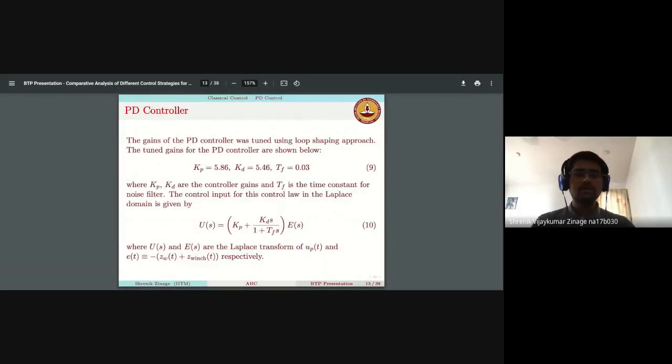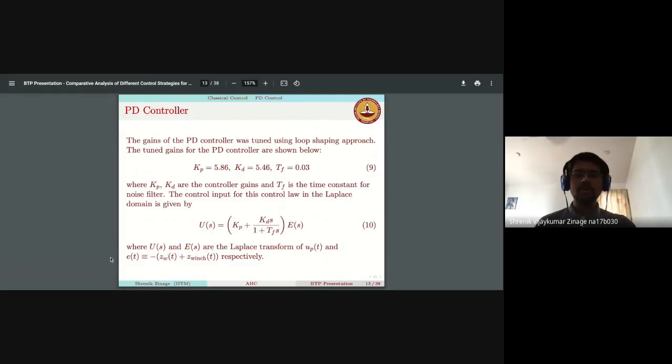Talking about the PD control, I've tried to include one more term in it, which is the TF term, which is generally indicative of the time constant for the noise filter. The reason why I included that is that I want the controller to attenuate measurement noise. The method that I used to tune these gains KP, KD, and TF is the loop shaping approach, which is a frequency domain based approach. These are the values that I get when I use the looptune command from MATLAB. The control law for this PD control in the Laplace domain is given by equation number 10.